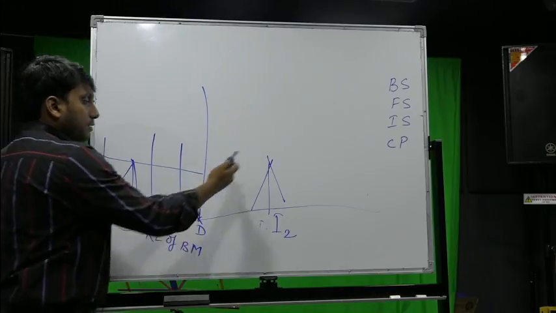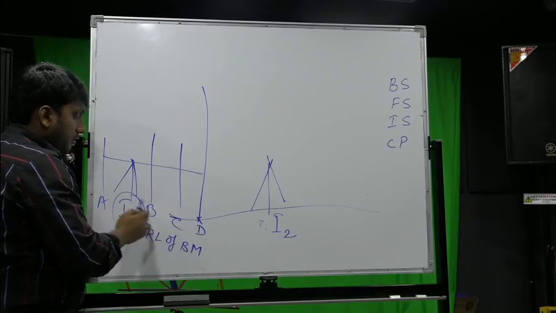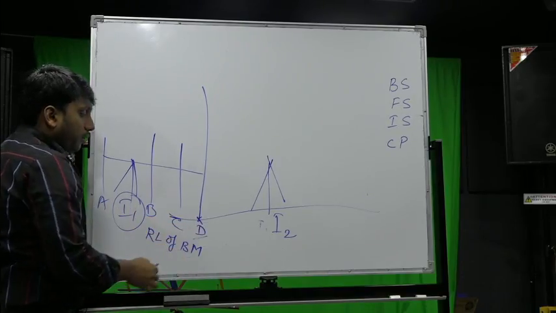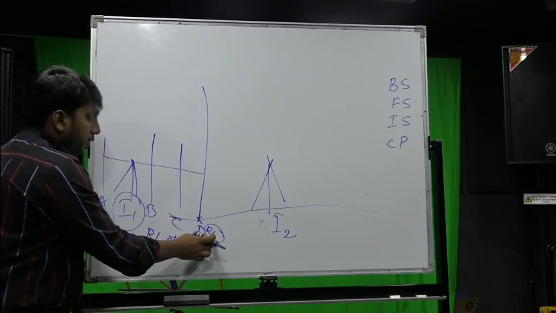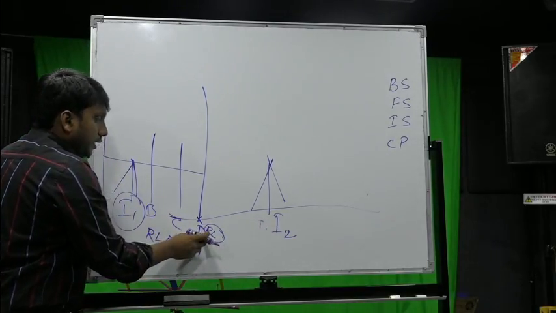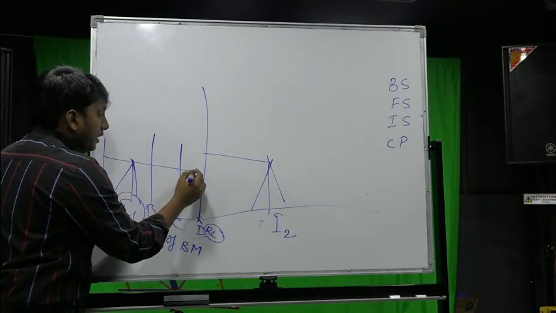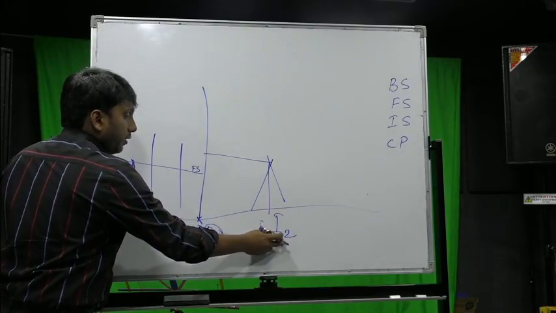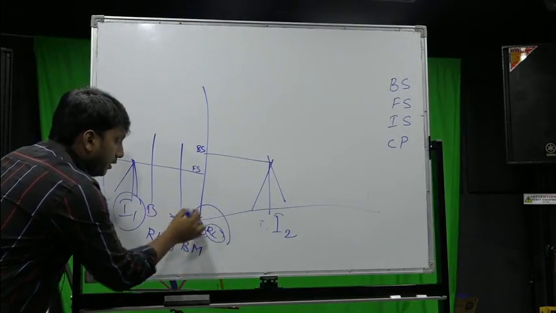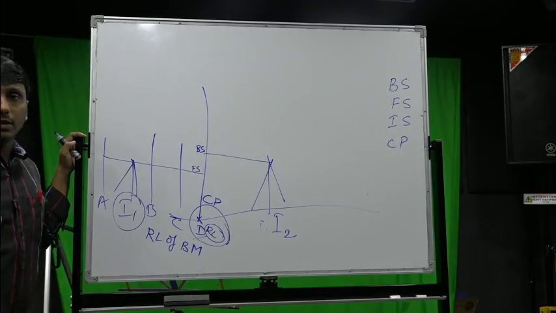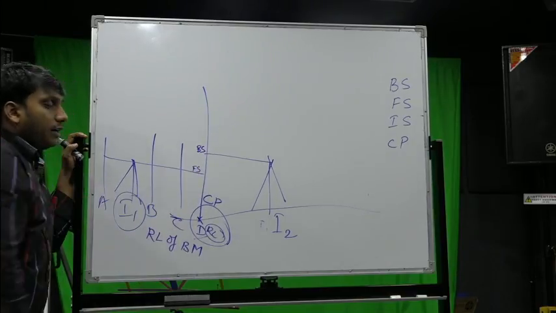Once you change the instrument, you should take the reading again back on D. From instrument 1, you found the RL of D, so now you know the elevation of D. With I2, this D becomes backside. From I1, this D is foresight, but from I2, this D becomes backside. So this D can be written as CP, the change point. This is the basic logic: a change point will have both foresight and backside.